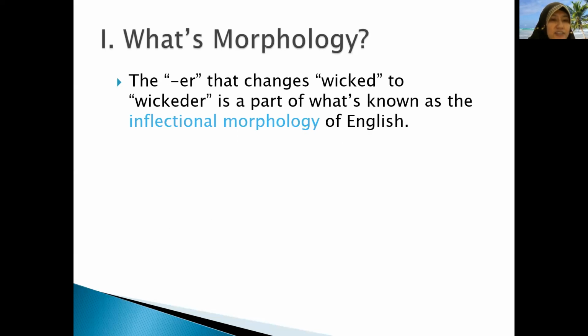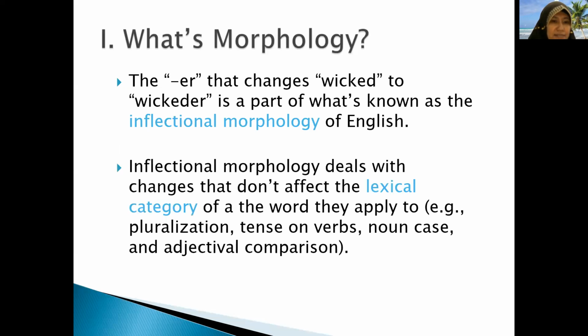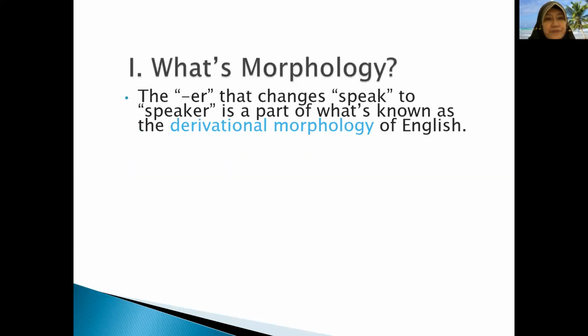The -er that changes wicked to wickeder is a part of what's known as the inflectional morphology of English. Inflectional morphology deals with changes that do not affect the lexical category of the words they apply to. For example, pluralization, tense on verbs, noun case, and adjectival comparison.